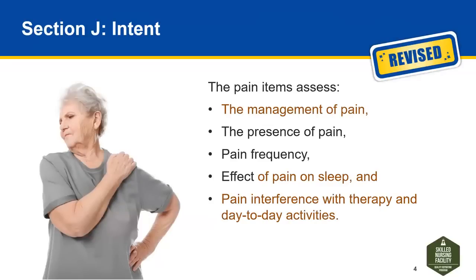As a reminder, the intent of the items in this section is to document a number of health conditions that impact the resident's functional status and quality of life. The items include an assessment of pain, which uses an interview with the resident or staff if the resident is unable to participate. The pain items assess the management of pain, the presence of pain, pain frequency, effect of pain on sleep, and pain interference with therapy and day-to-day activities.